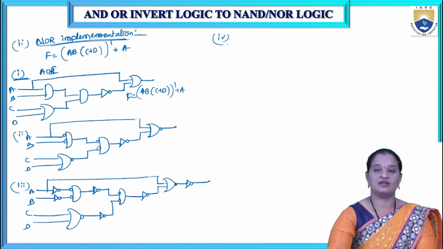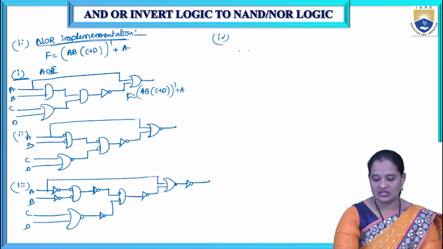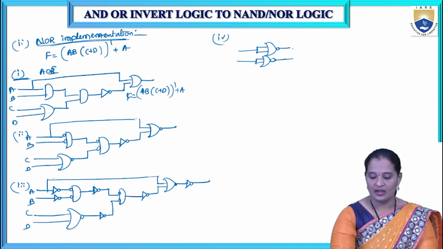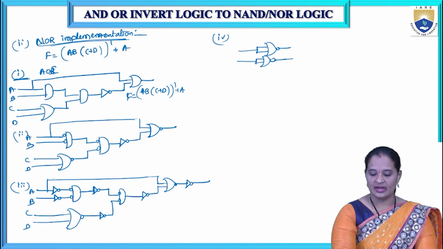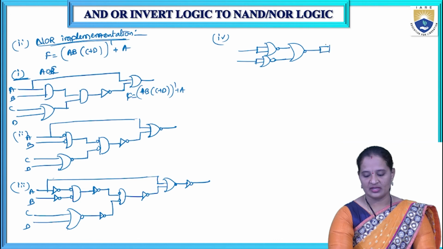Now, finally, the fourth step: replace all the inverters with a NOR gate. So this is my inverter. I'm going to replace this one by a NOR gate. And this is also one more inverter. Replace it by using a NOR gate. Okay. And replace the bubbled AND with a NOR gate. So this is a NOR gate, right? And this is an inverter. We are replacing this by a NOR gate, right?